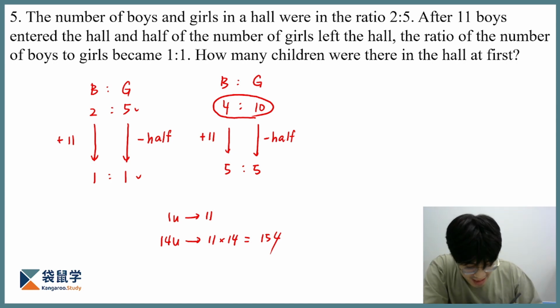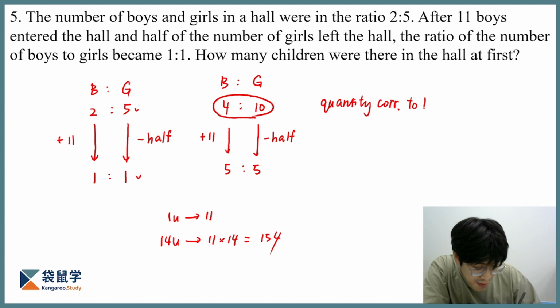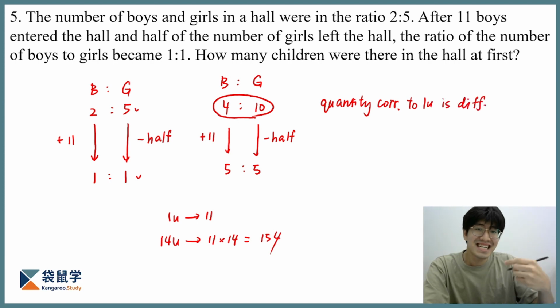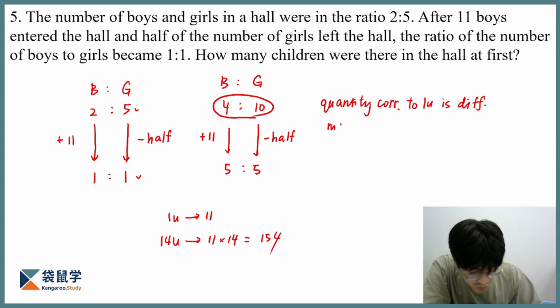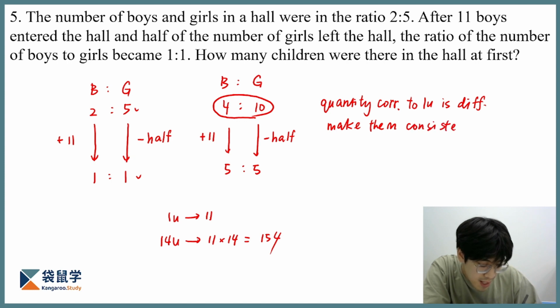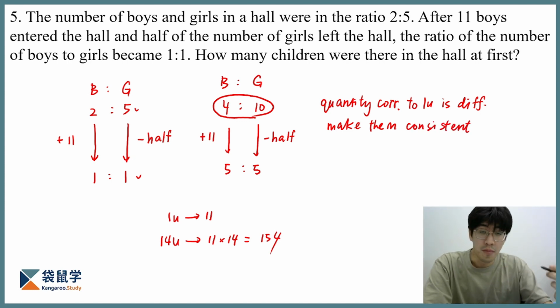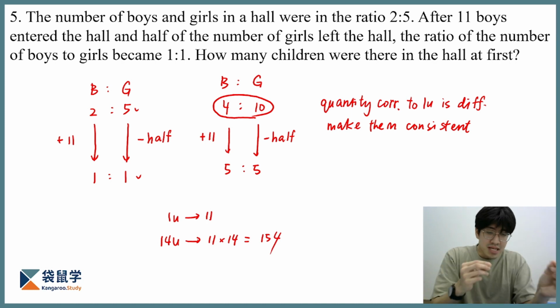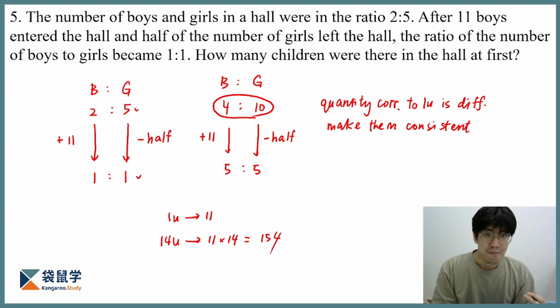Again, whenever you see that the quantity corresponding to 1 unit is different, the first thing you have to do is try to make them consistent. Then only you can solve the problem. Then only you can proceed with the questions. Because if not, the units are not the same, and you're not going to get the answer. So that's the main takeaway of this problem.